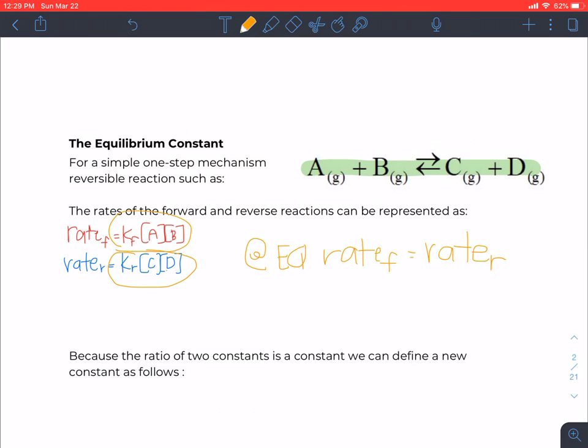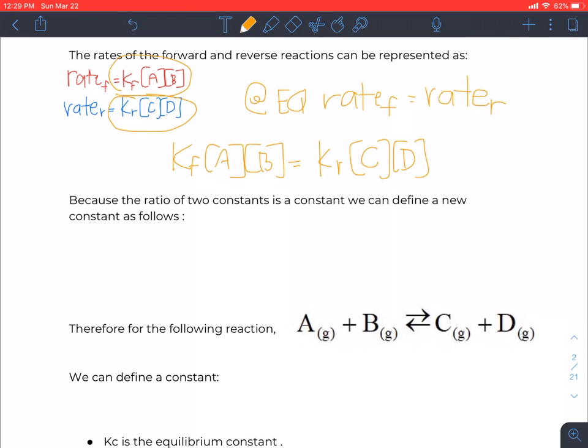Because the ratio of two constants is constant, we can define a new constant. So let's solve this. Let's set these equal to each other and solve for our constants. I'm going to take this, Kf, and we're going to say Kr, that's the reverse. We're going to solve this for the K's. It doesn't matter what you move to what side. Let's say I move my K over, so I have Kf divided by Kr is equal to C and D on the top over here, divided by A B.